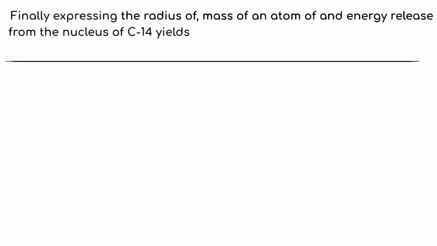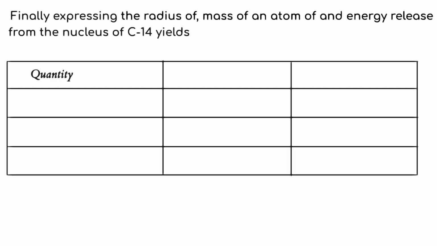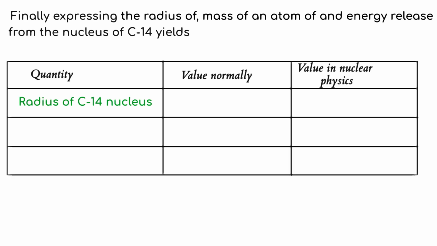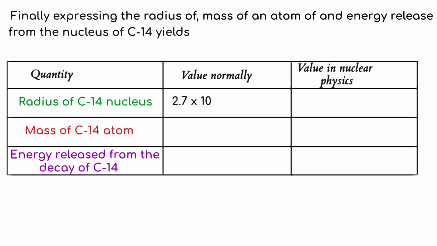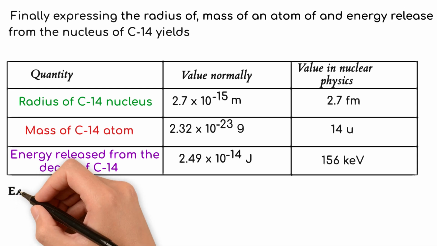So finally, if we can express the quantities of carbon-14 that we talked about in terms of femtometre, atomic mass unit, and kilo electronvolt, we have much easier values to handle. So it is much easier to handle 2.7 femtometre than to handle 2.7 times 10 to the minus 15 meters. And 14 atomic mass unit is easier than dealing with 2.32 times 10 to the minus 23 grams.